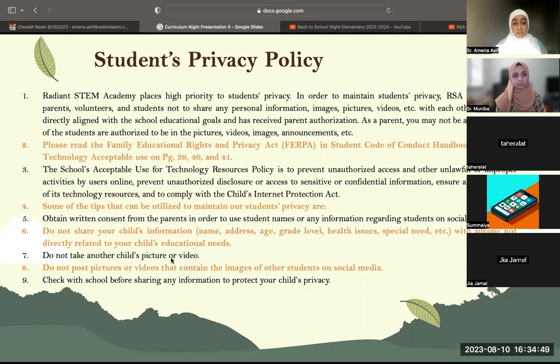Please do not take other children's pictures or videos, and do not post other students on social media, including us as teachers too. Please do not post pictures anywhere on social media, inshallah. And also, if you want to share any information about your child or other children, please check with the school and they will explain the policies more clearly to us.